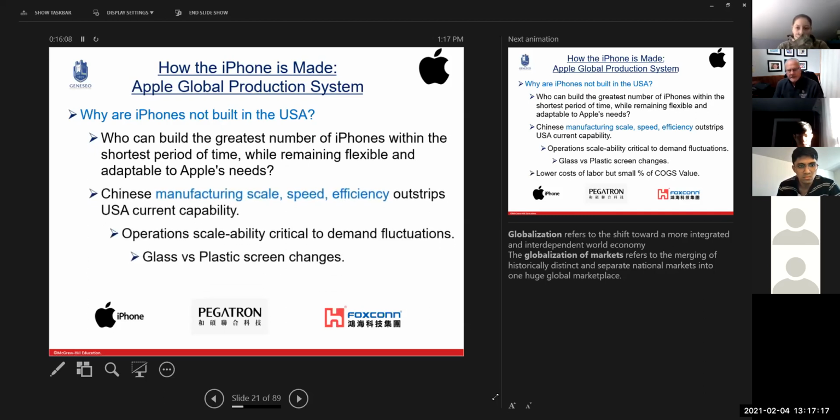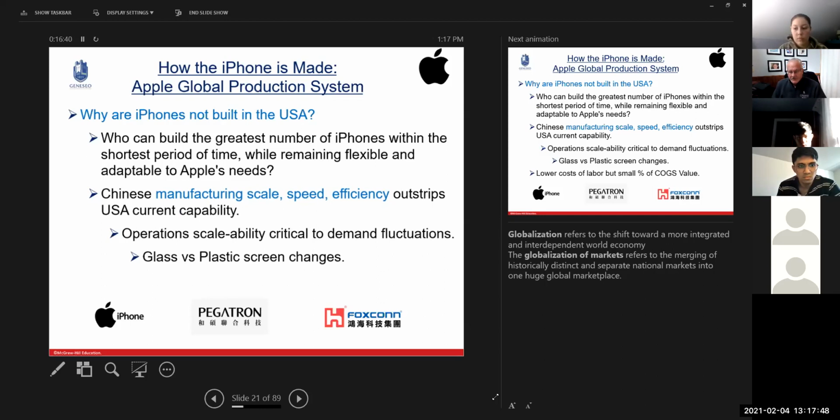where else can we have manufacturing scale, speed, efficiency, not just of the final production of an iPhone, but of all the supplying components that come into it. Everything that changes at the last minute. Sometimes demand goes up, sometimes demand goes down. Who can respond appropriately and quickly and efficiently to those fluctuations in demand?